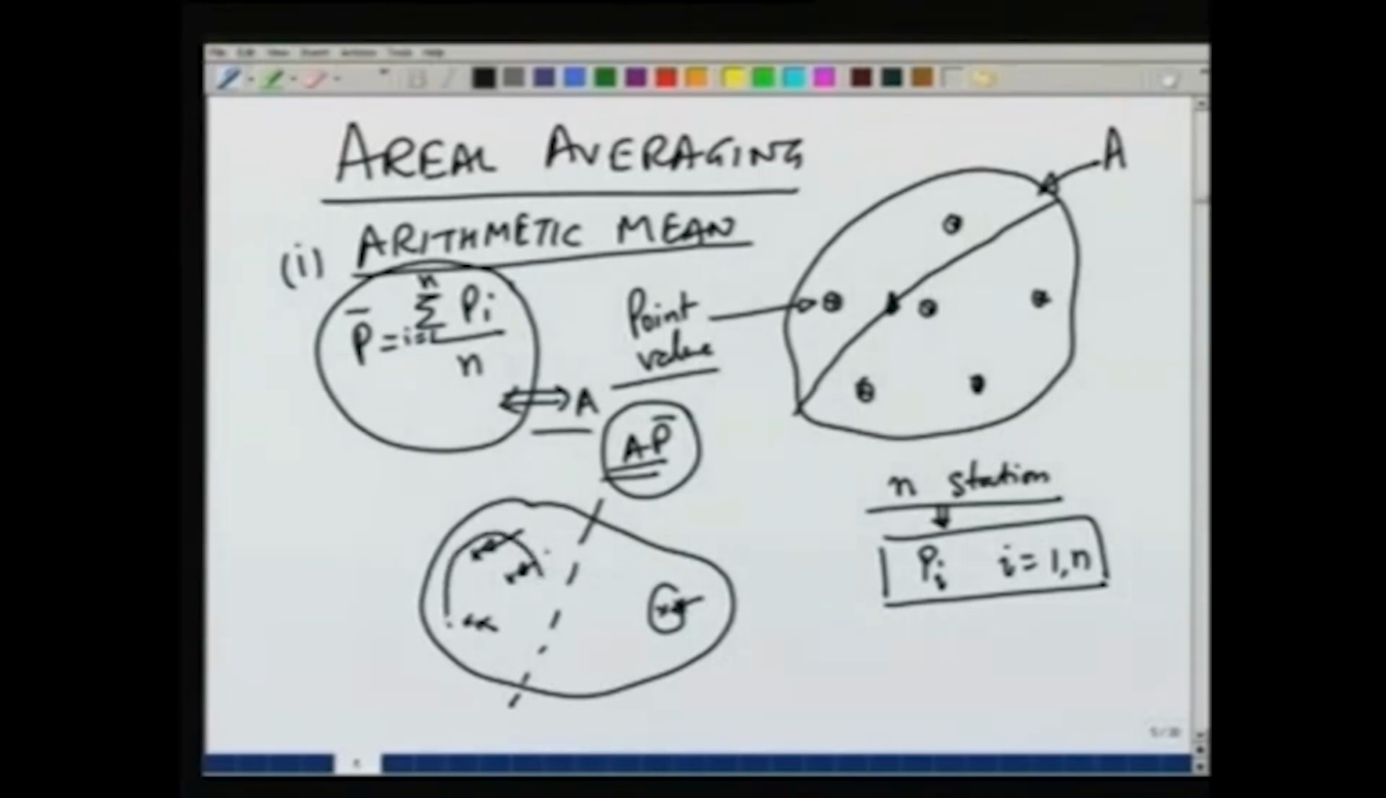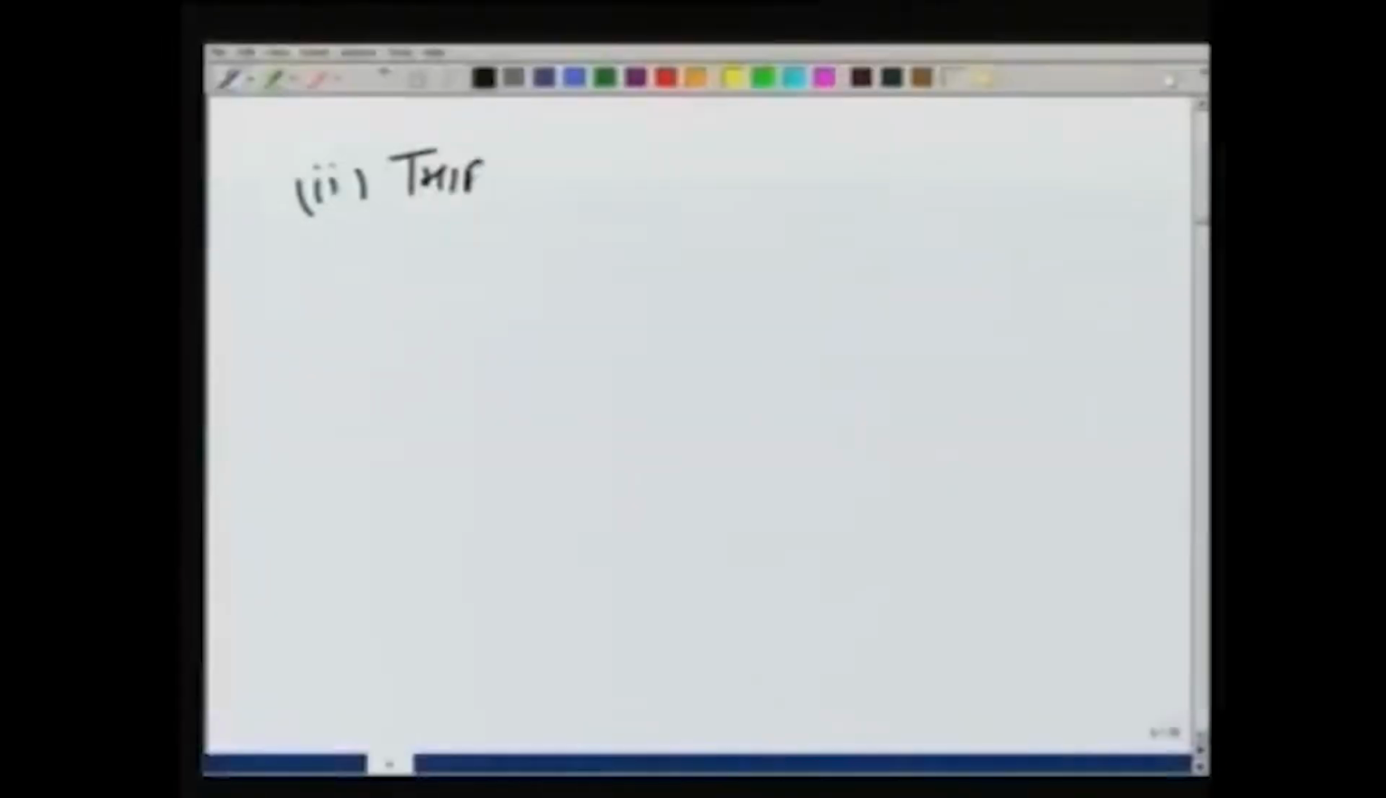So, the next method which we see, known as the Thiessen polygon method, is based on the principle that different rain gauges may have different effective areas.